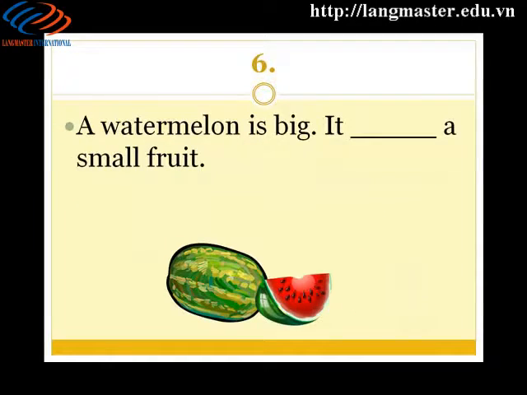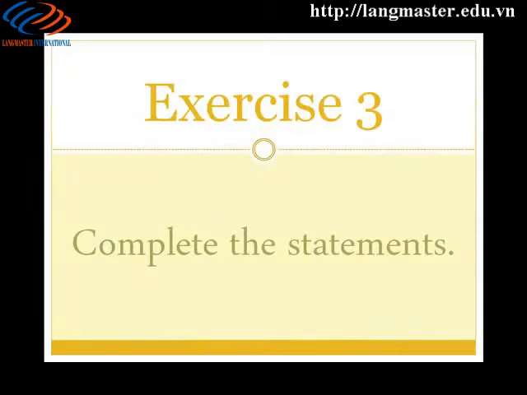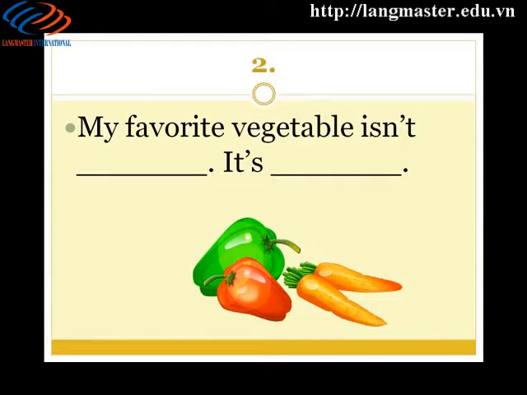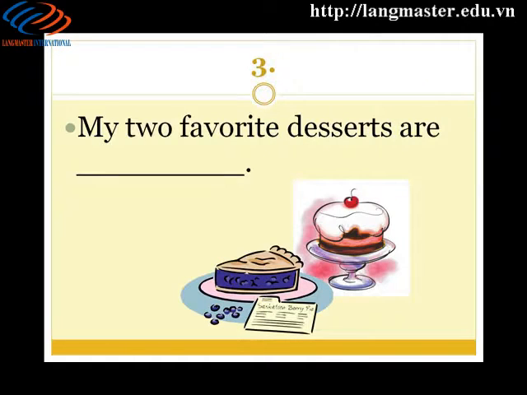6. Answer. A watermelon is big. It isn't a small fruit. Exercise 3. Complete the statements. Use your own ideas and write down your answers. 1. What is your favorite fruit? 2. What is your favorite vegetable? 3. What are your 2 favorite desserts?